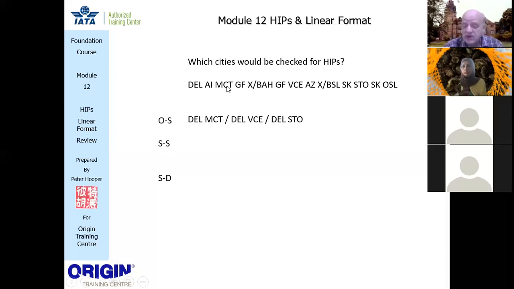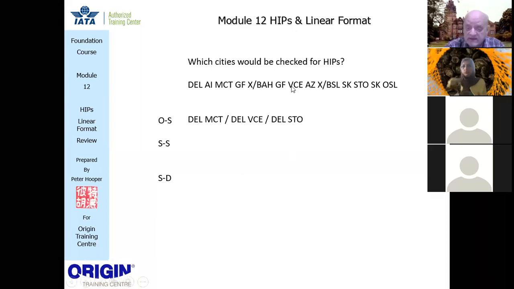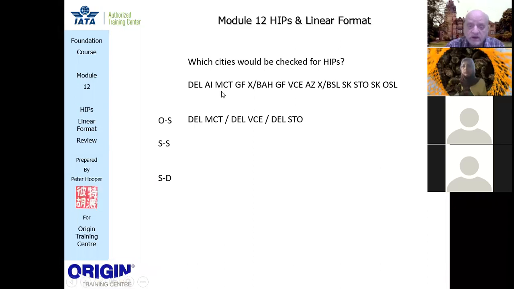Okay, next step, stopovers to stopovers. Is Muscat a stopover? Yes. Bahrain? No. Venice? Yes. Right, so I would check Muscat to Venice. Any other Muscat to another stopover I could check? Yes, it could be Stockholm. And I could check Venice to Stockholm as well. So I could check Muscat to Venice, Muscat to Stockholm, and Venice to Stockholm.